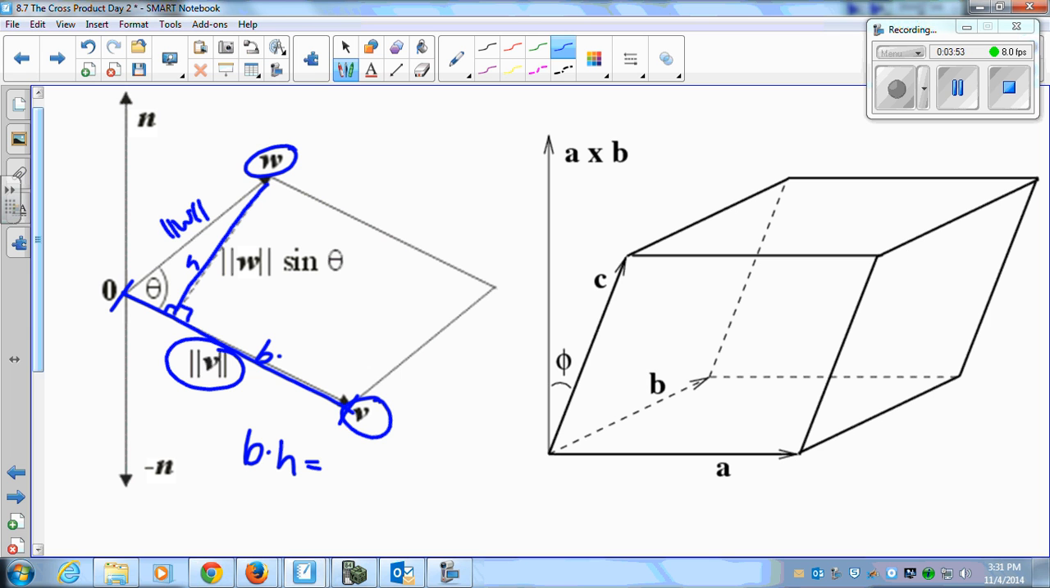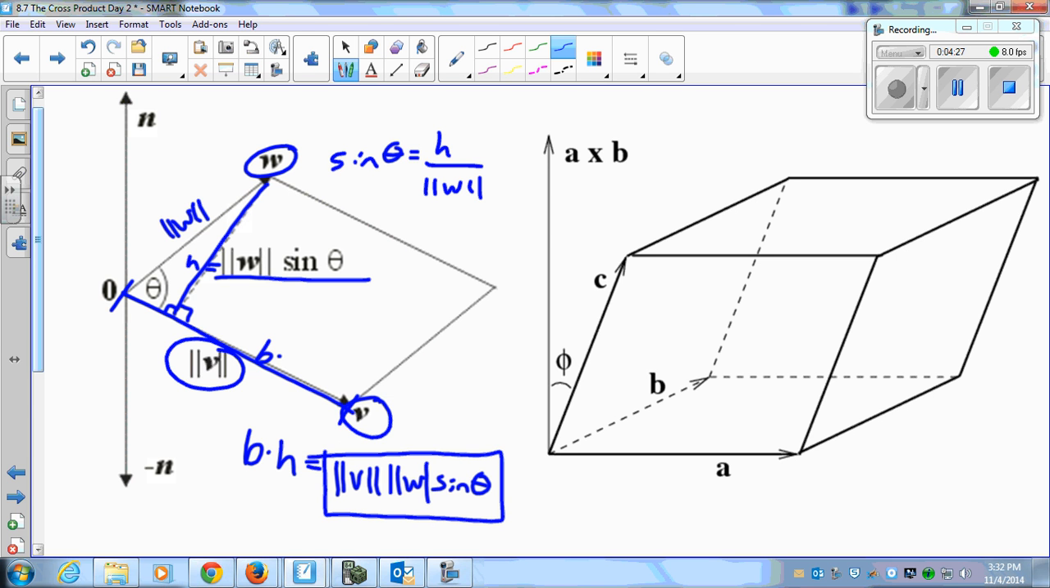We can see that this height is equal to the magnitude of W times the sine of theta, because setting up my right triangle, I see the sine of theta is H over the magnitude of W. Solving for H, I end up getting that. So to do base times height, that's the magnitude of V, our base, times our height, which is the magnitude of W times the sine of the angle in between. And again, that's our area. So this is a nice visual representation of why you would get that.